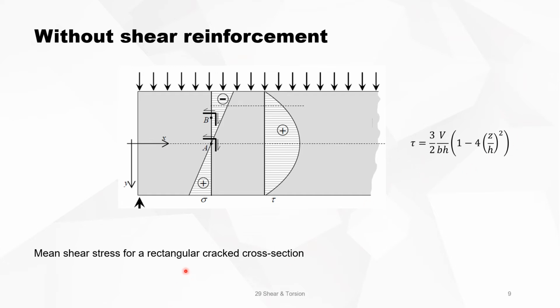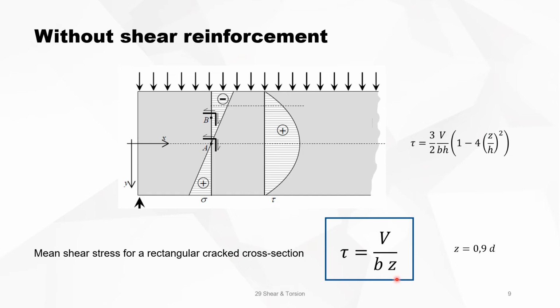Now, if you look at the mean shear stress for a rectangular cracked cross section, because this was for a non-cracked cross section, it can be proven in tests that the mean shear stress is equal to the shear force divided by B times Z. And Z can be taken as 0.9 times the effective depth of the section. So instead of getting blocked by this evolution of the shear stress in the cross section, we can use a mean shear stress, which is the shear force divided by Bz.